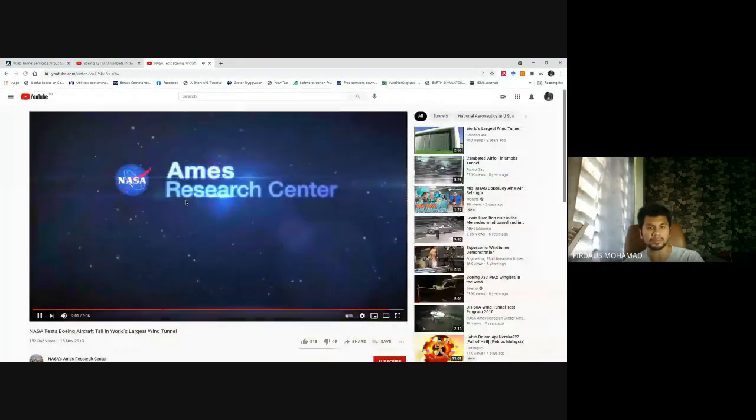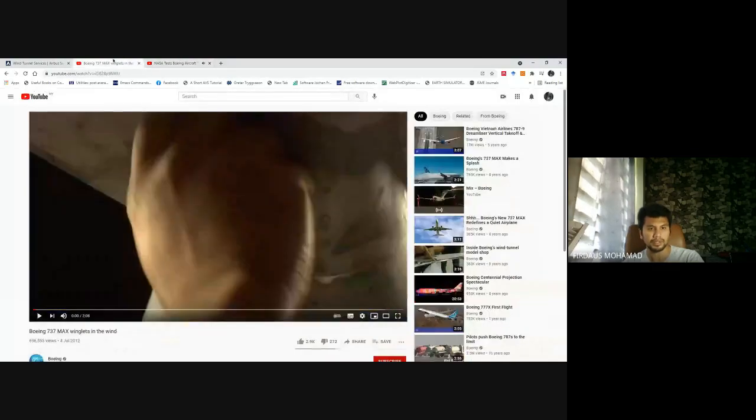Okay, so kita tengok satu lagi. This is Boeing 737 Max, the most controversy punya aircraft. Yang dua dah accident crash kan, Boeing 737 Max. Sekarang ni gantung.